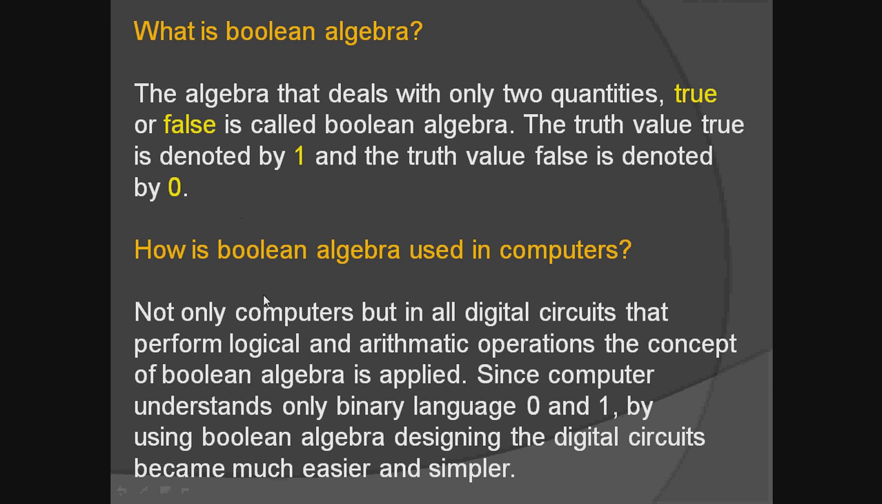So how is Boolean algebra used in computers? Not only computers, but in all digital circuits that perform logical and arithmetic operations, the concept of Boolean algebra is applied. Since a computer can understand only binary language, that is machine language 0 and 1, and since Boolean algebra is also based on only two conditions, true or false, or 1 or 0, designing the digital circuits becomes much easier and simpler. It becomes much faster to design the digital circuits using this Boolean algebra.